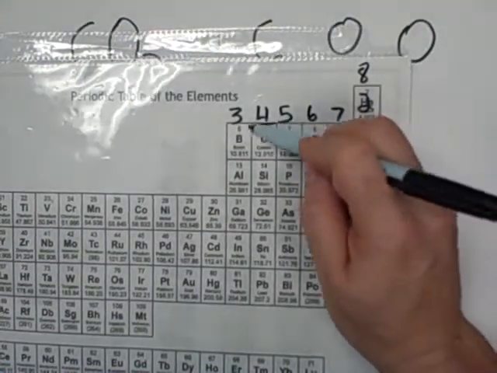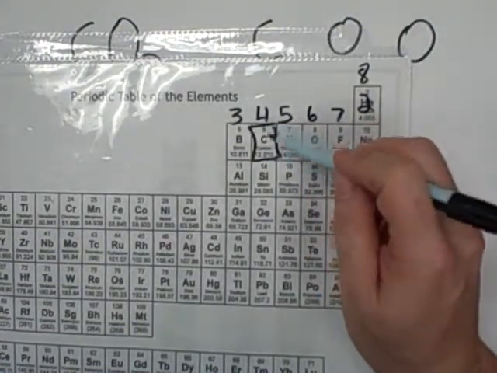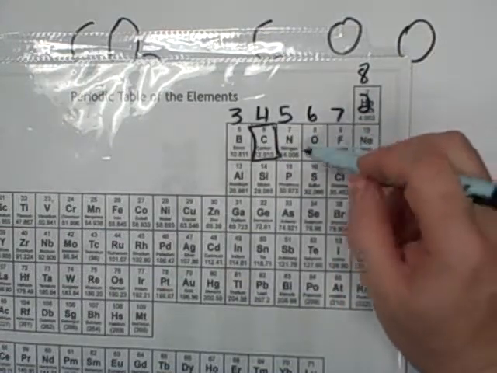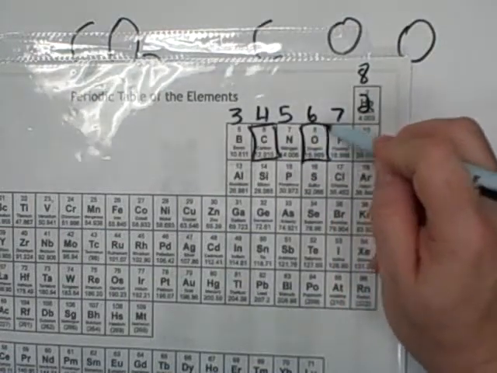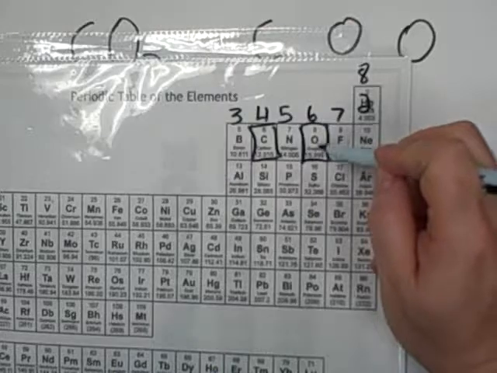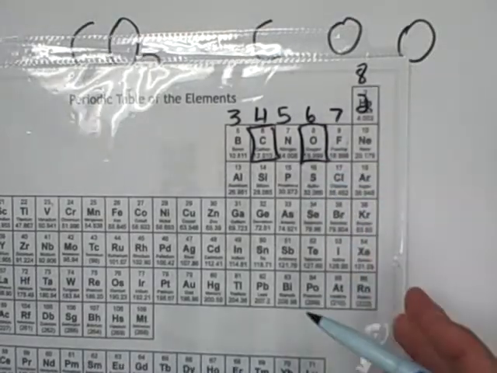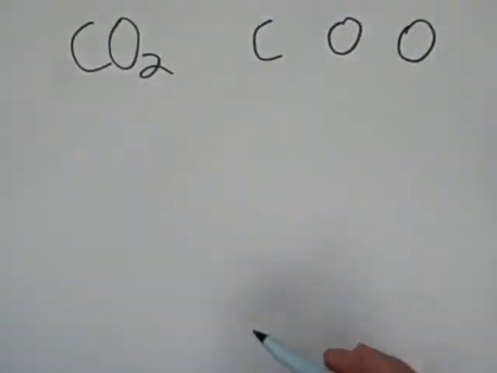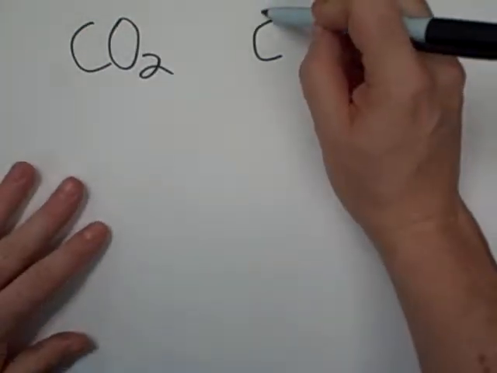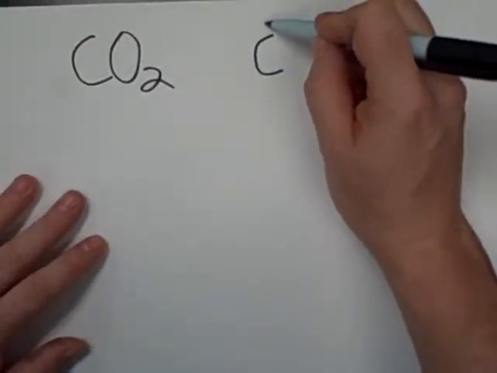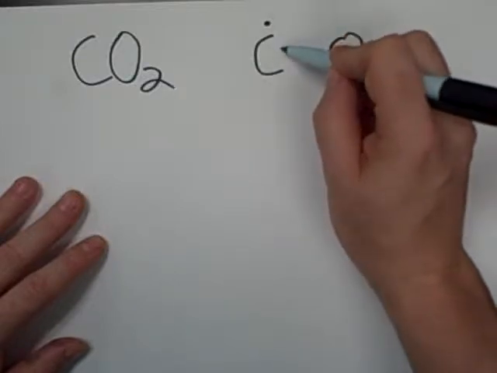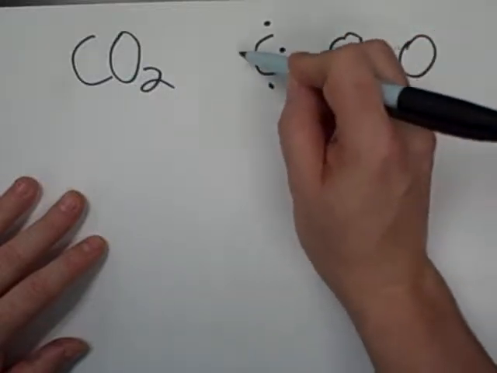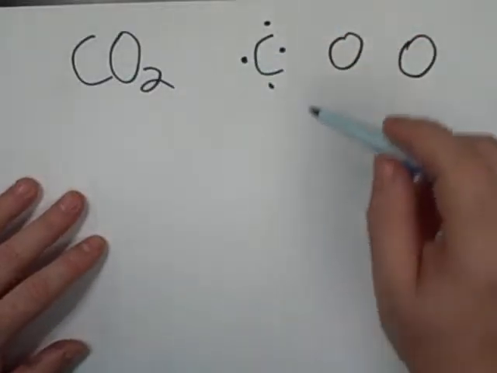So here is carbon in group 14, so it has 4 valence electrons, so it's going to get 4 dots. Here's oxygen in group 16, so it has 6 valence electrons, so we're going to put 6 dots around oxygen. So we start at the top, and we put 1 dot on each side before we double up. 1, 2, 3, and 4. That's all there is in the carbon.